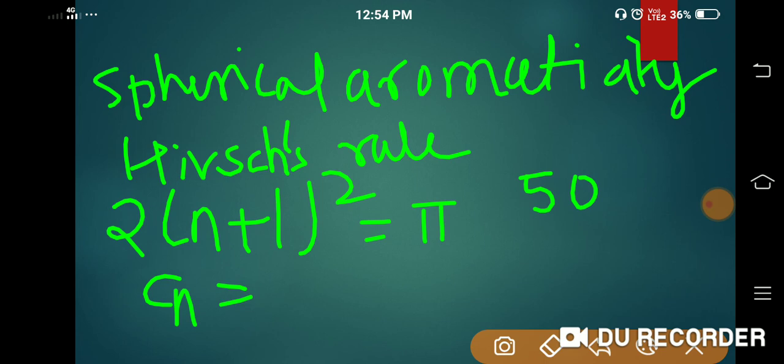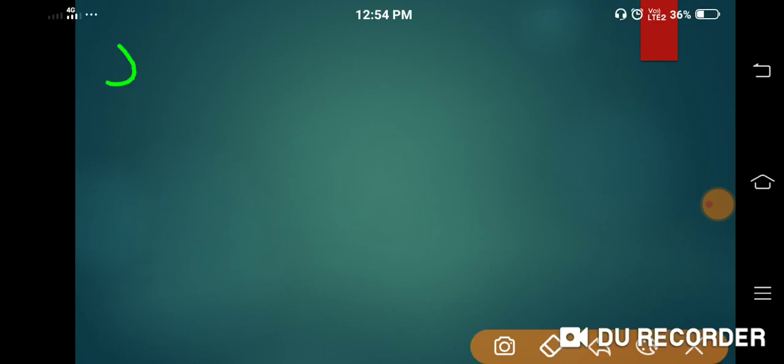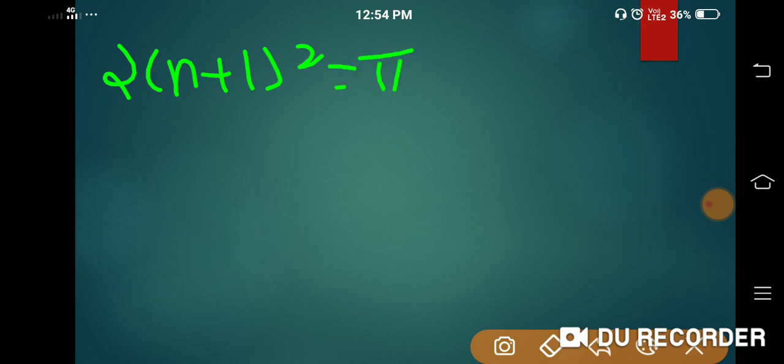In fullerene, 6-membered rings are aromatic in nature and 5-membered rings are anti-aromatic in nature. Therefore, it is difficult to explain the aromaticity of fullerenes. So, using this rule, let us study whether the fullerenes are aromatic or not. The rule is 2(n+1)² pi electrons. Let us consider first C60. It is anti-aromatic in nature.